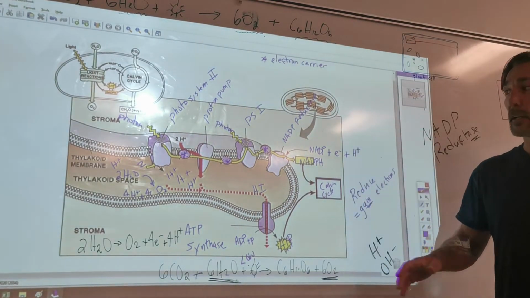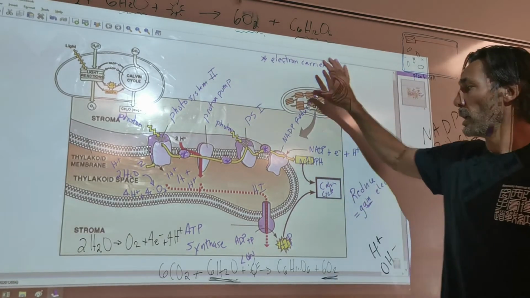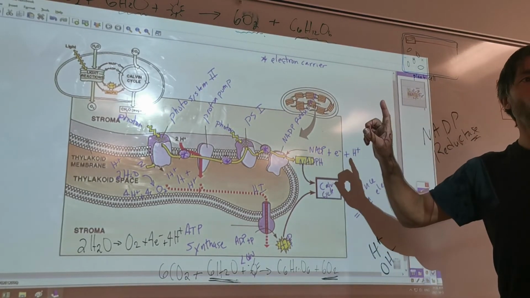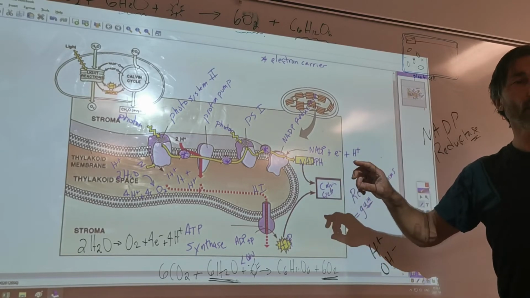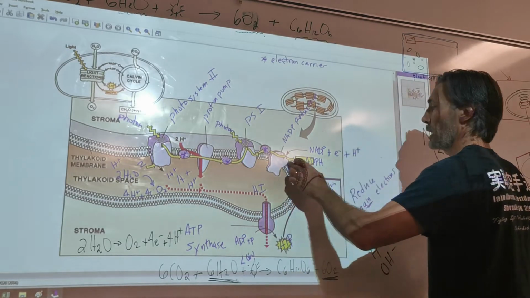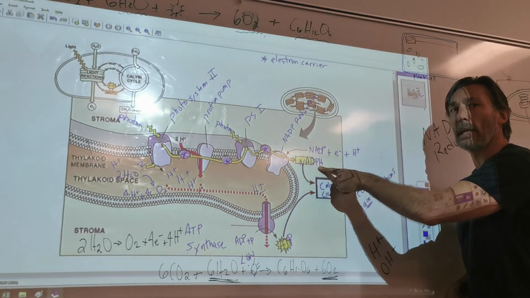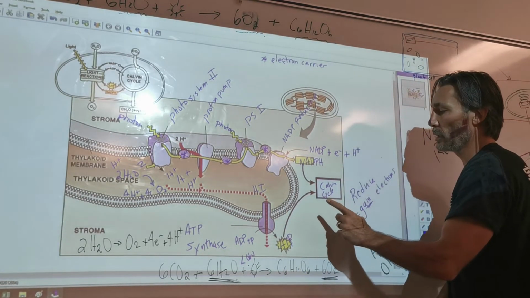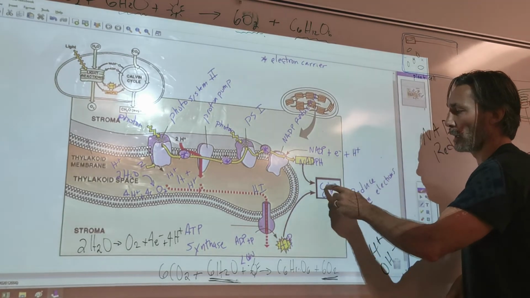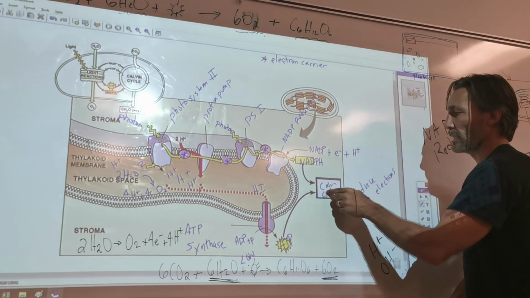And by the way, it's in the stroma where we will have Calvin cycle occur. So, we've made 2 products. The electrons that originally came from water go through here and become part of NADPH. The ATP produced by the proton gradient is going to be used in Calvin cycle, as is NADPH.